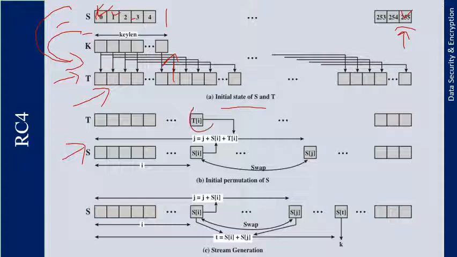For example, you take the value from set T and a value from set S, calculate the new location for this value, and swap the values of locations I and J to produce the next permutation of S. It is important to consider here that because the only operation on S is a swap, the only effect is the permutation. S still contains all the numbers from 0 to 255. So once the S vector is initialized, the input key is no longer used.